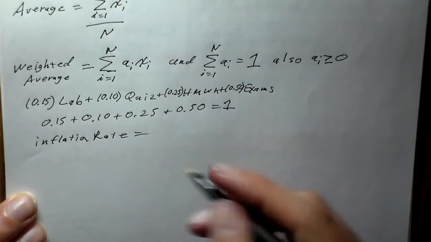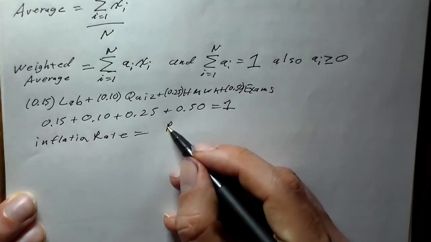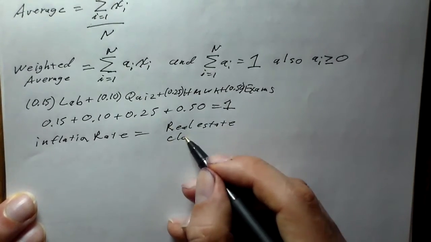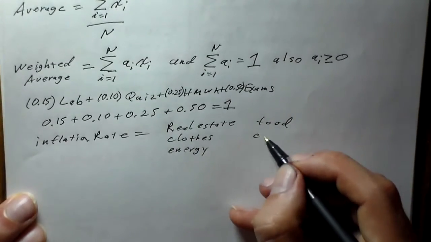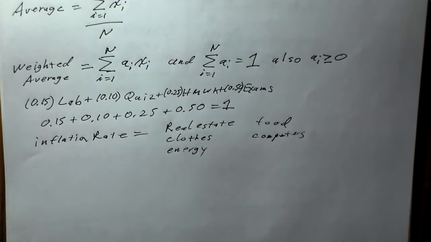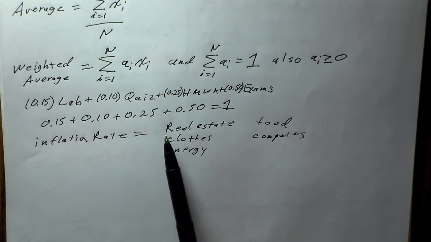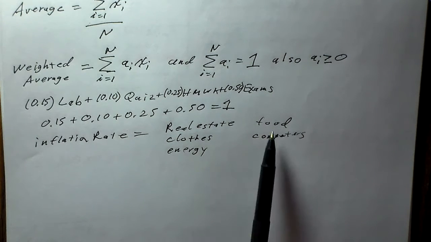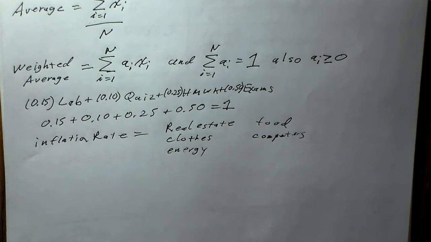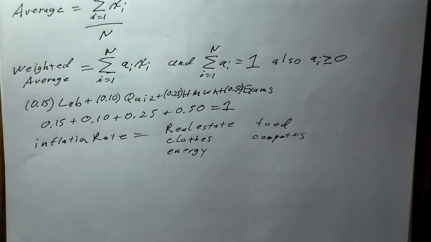And these are your weighting coefficients here, but you're going to have certain amounts for real estate, clothes, energy, food, computers, and a bazillion other subcategories that they actually look at. And you don't just average out how much these prices increase. You look at how much these actually increase, and you weight them with different weighting percentages based upon how much impact they have in the actual economy. So that's some more examples of the weighted average.